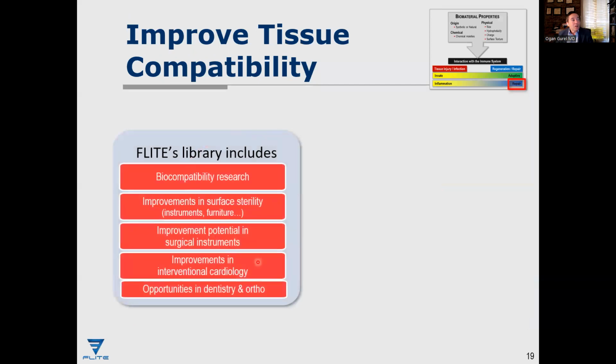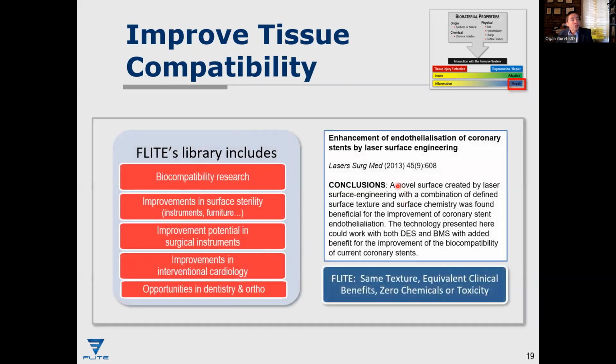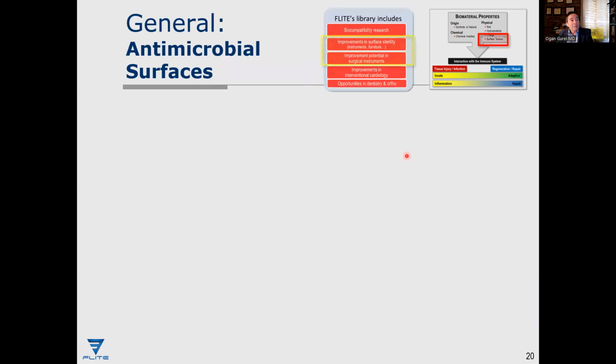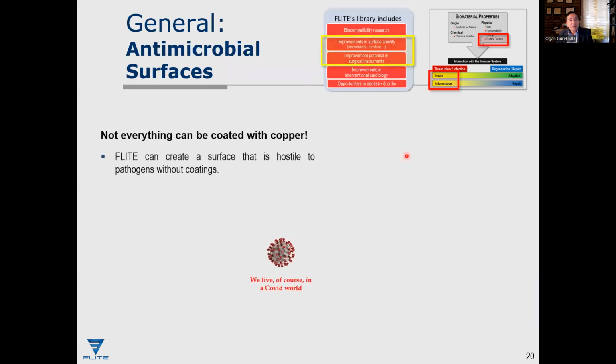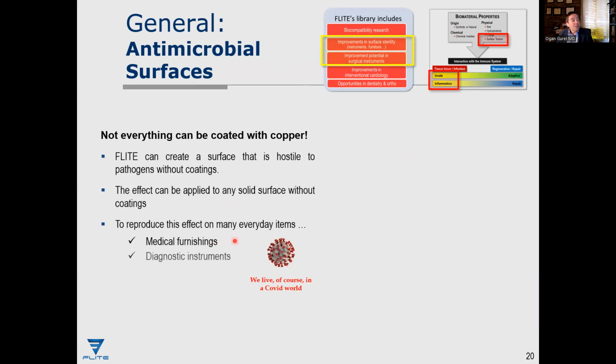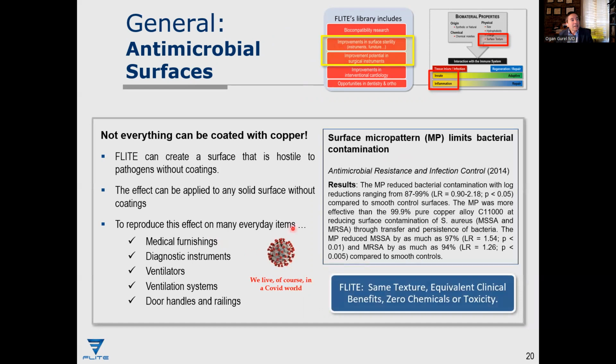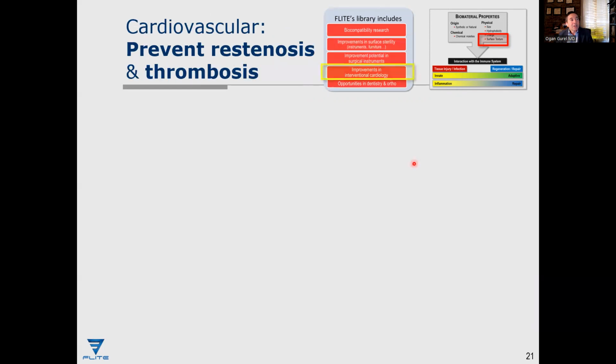So we have examples from the research, of course, of improving tissue compatibility with these types of surfaces, enhancing endothelialization. Remember, attracting these cells. As we pointed out, the nanotexturing seems to have more diverse and impactful effects on cells. So in coronary stents, and then antimicrobial surfaces in this COVID era. So this, it's not technically an immune effect, but it can prevent bacteria from binding. So surface micropattern limits bacterial contamination.